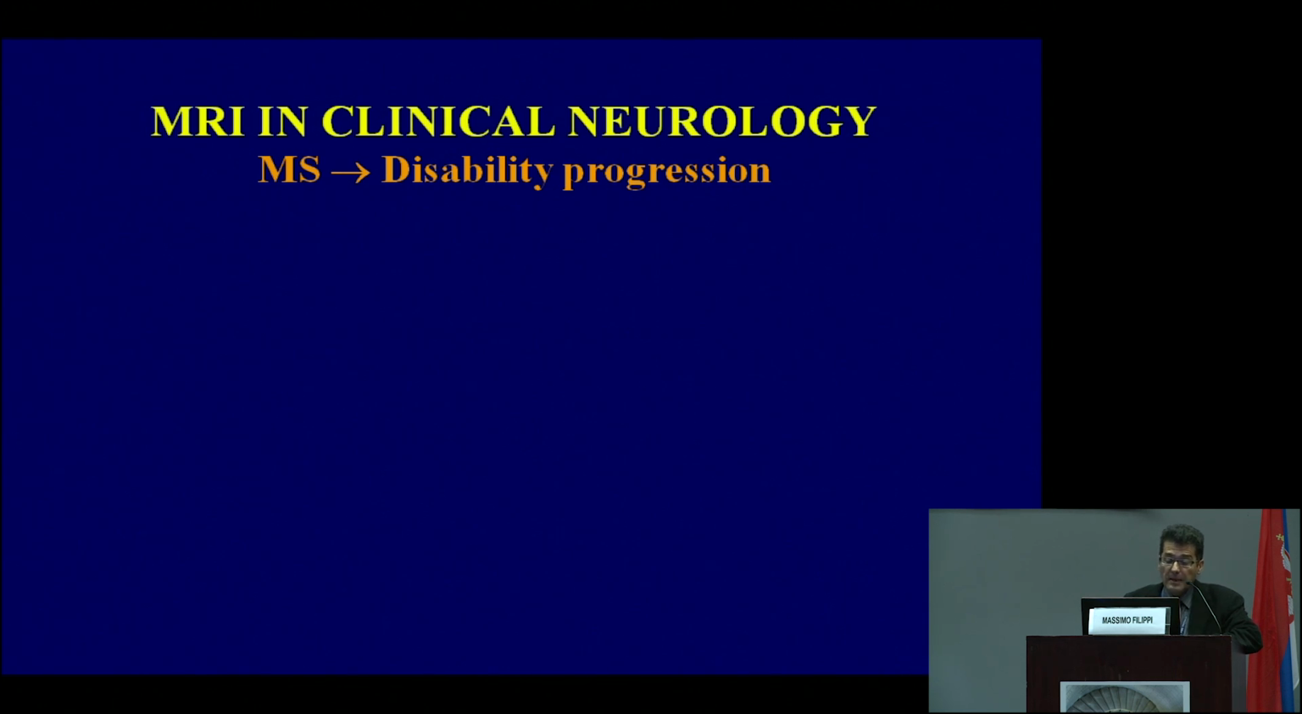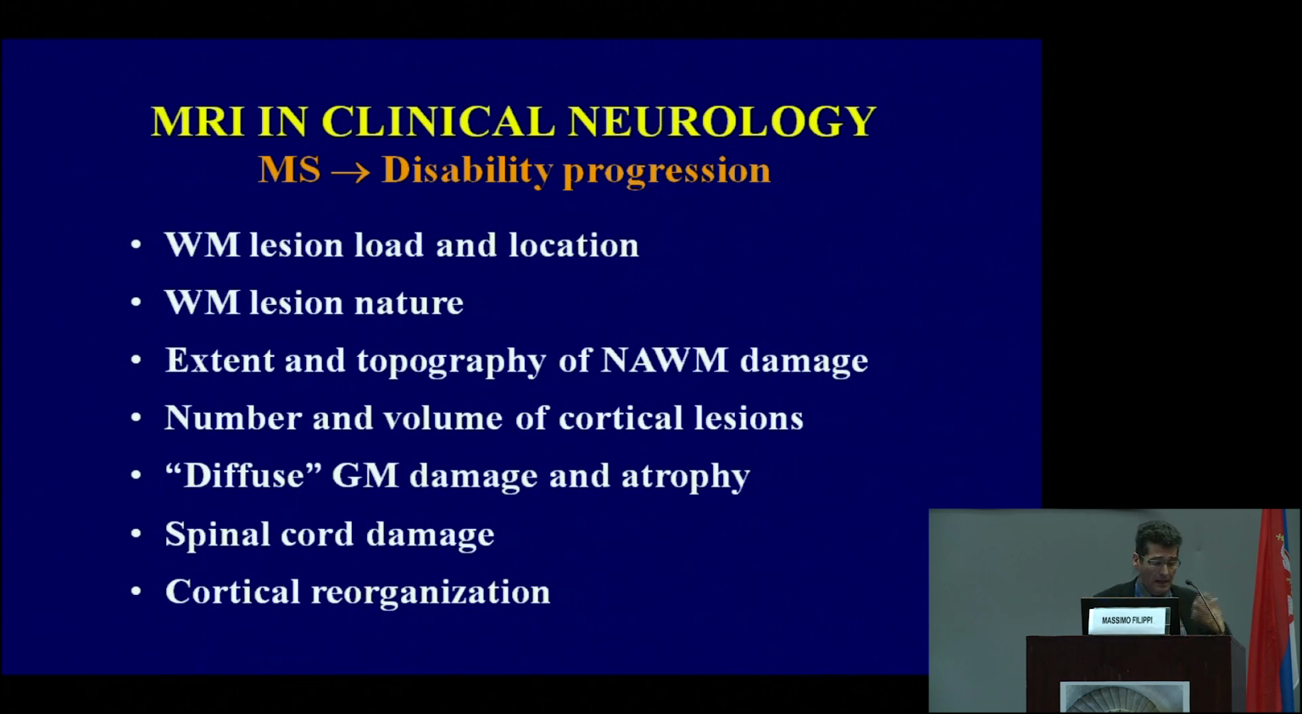So since many years, one of the major issues is to establish which factors are associated to disability progression in MS. And we know now that all of this might be involved, and this is why conventional MR scan findings are not so much related to the clinical manifestations of the disease, because with conventional MR we just measure white matter lesion load and location. We don't know much about all the rest which is present.